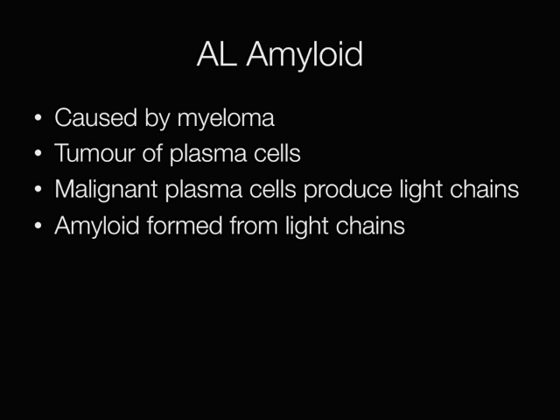So firstly, AL amyloid. This is caused by myeloma, and myeloma is a tumour of plasma cells. Malignant plasma cells produce light chains, or usually produce light chains, and the amyloid is derived from the light chains.